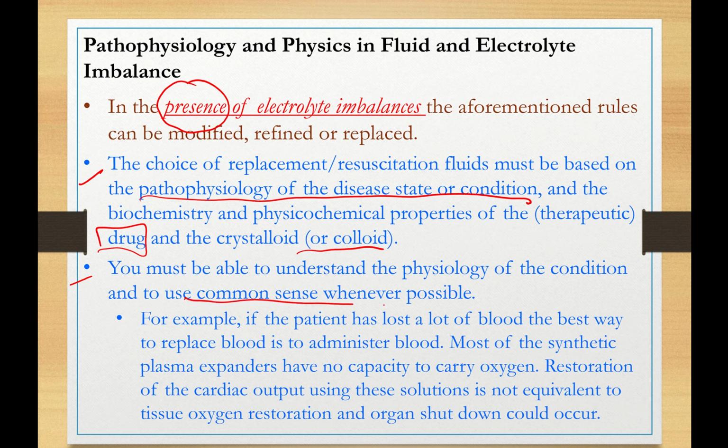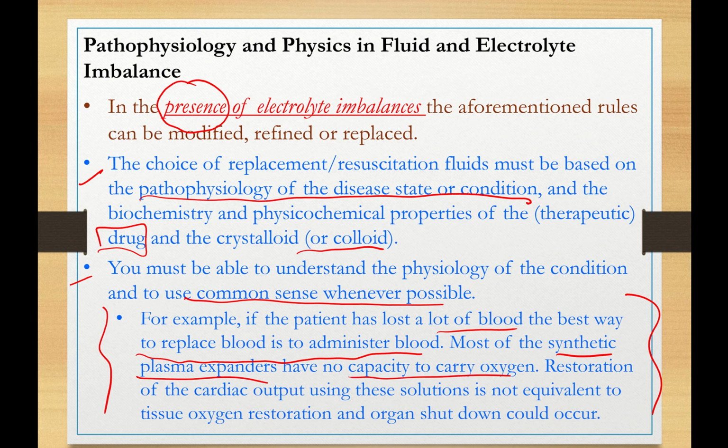And as I mentioned here, a very straightforward, common sense situation is where the patient has lost a lot of blood. The best way to replace blood is to administer blood. Now remember that you can administer colloids. These are synthetic plasma expanders, right? But you need to understand that these synthetic plasma expanders are not hemoglobin. They have no capacity to carry oxygen. So restoration of the cardiac output using this solution is not equivalent to tissue oxygen restoration and organ shutdown could occur.